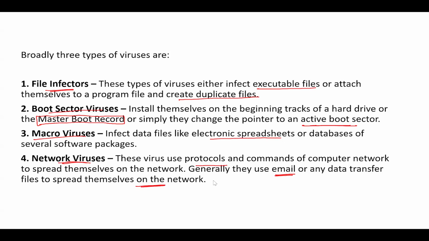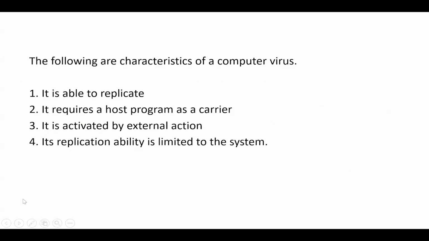What happens is, suppose you are getting a mail and you are sending it to your friend and that friend is sending it to another friend. With that, the virus has spread across the network. It doesn't just spread, it will sit there and harm your files. So we have these four types of viruses. Let us see what the characteristics are, that is, how they behave.